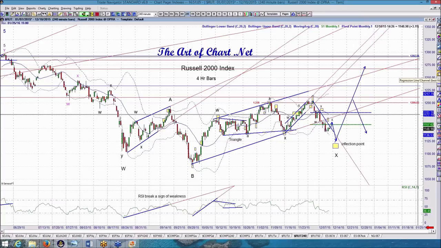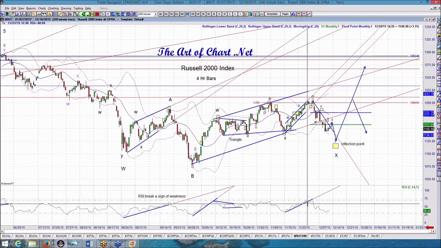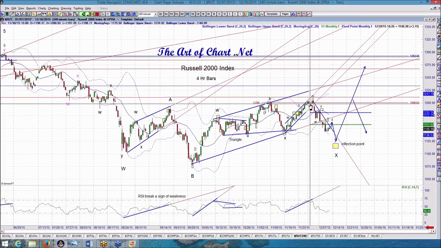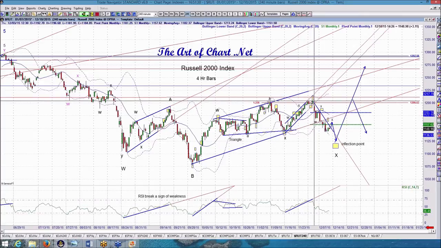RSI has broken. This is the other thing about trending patterns, like this channel here. Look at that beautiful channel there, this beautiful trending pattern in RSI. The RSI price cycle usually breaks before price breaks down. So the RSI price cycle broke right here while we're still inside the channel. That's a hint we could have one more marginal new high or a double top.